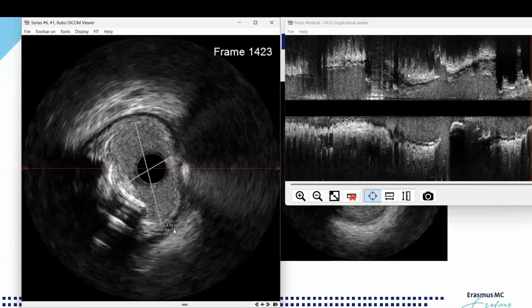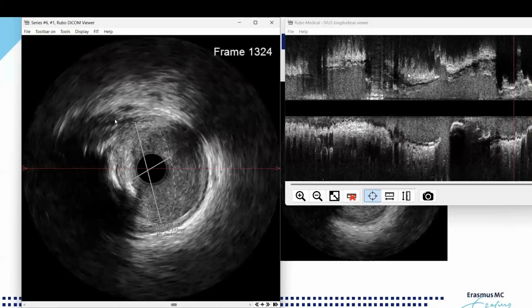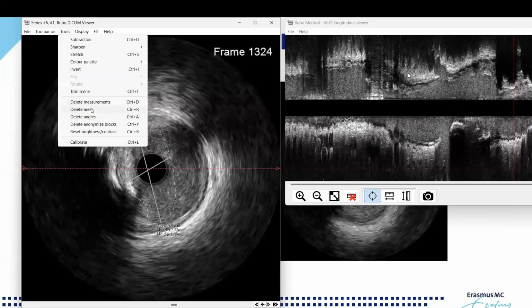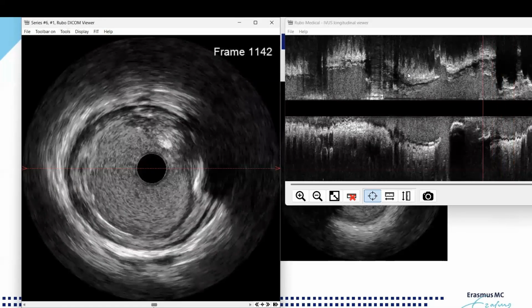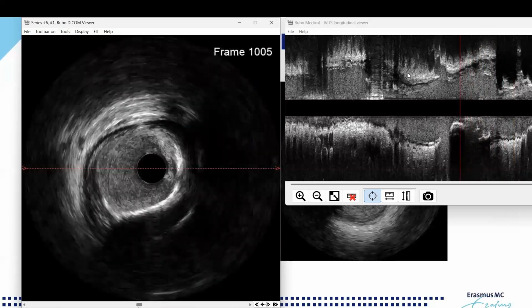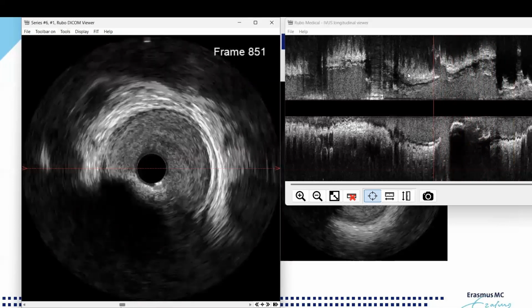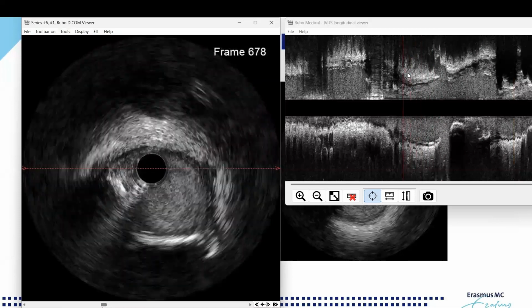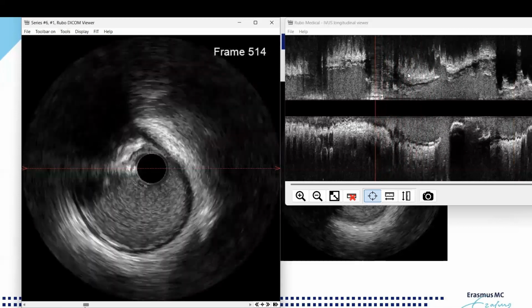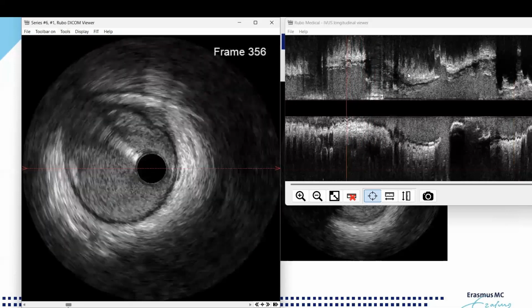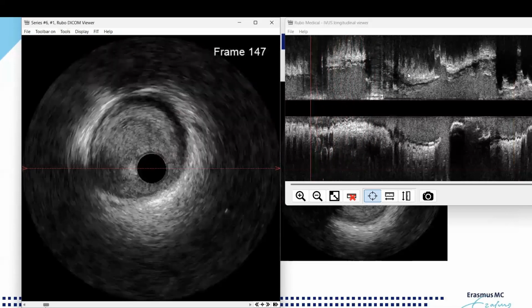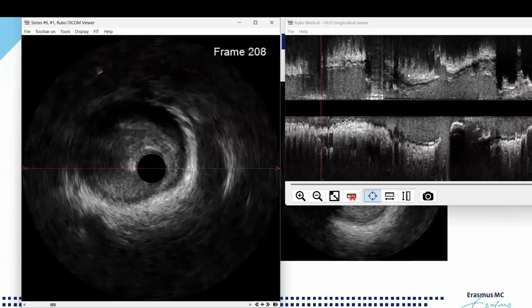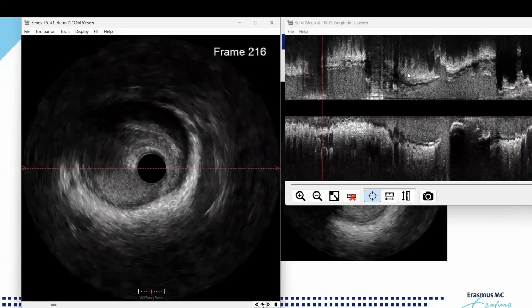Anyway, we have 4.98. I'm not that impressed actually. But don't forget the LAD seems to be significant. With FFR, it was significant. Now let's see where we can find a spot. Maybe here, at the bifurcation, that's the border with the mid LAD. And what we see here, I put this in motion.